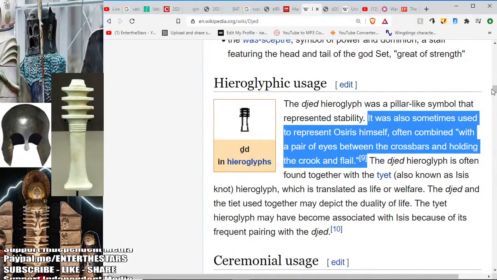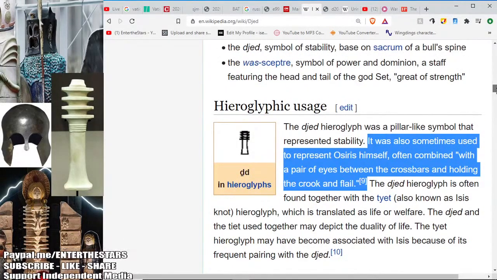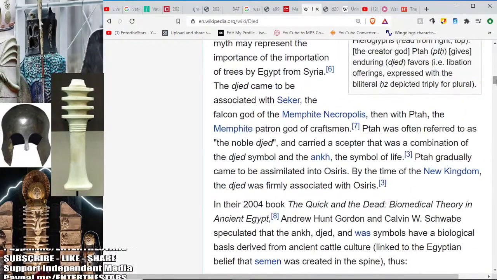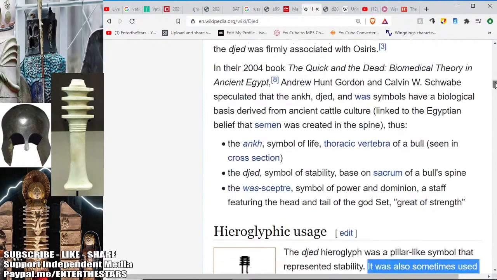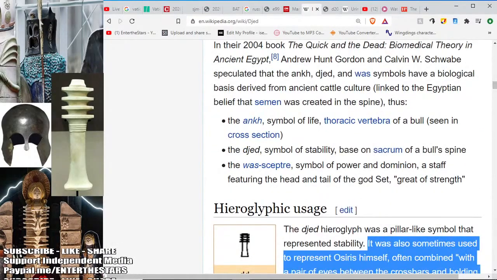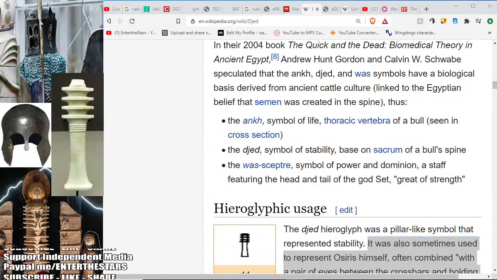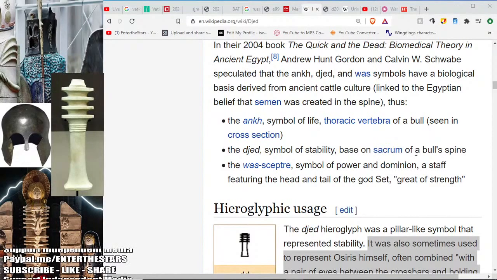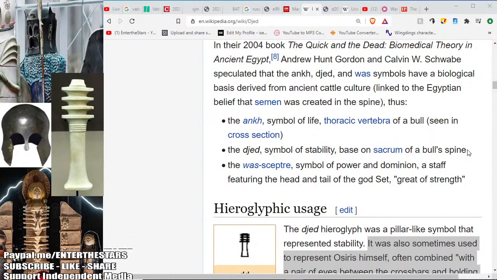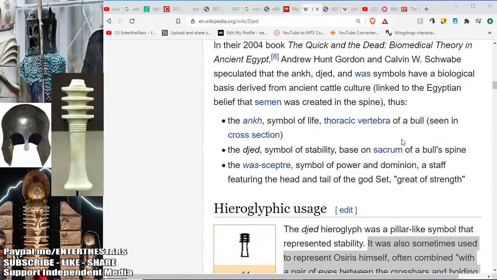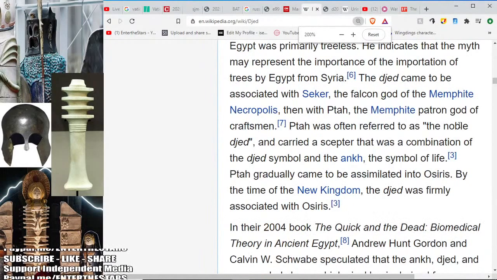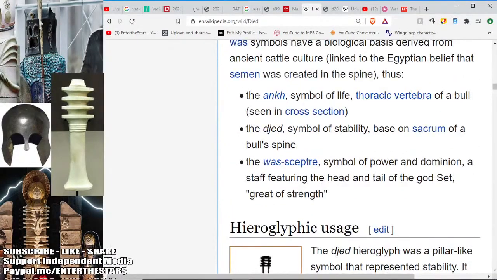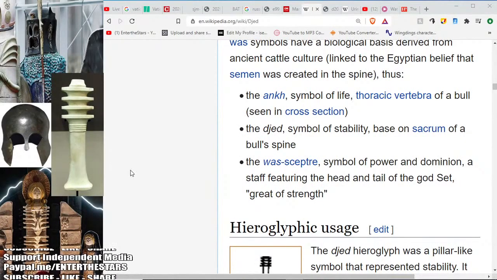According to sources, it is associated with Osiris, and it represents the backbone, more specifically the sacrum of the backbone, which is the lowest part of the backbone. The DJED: symbol of stability, base of the sacrum, the bull's spine. Now, why is this important? Well, you're going to see in just a minute, because the nativity scene seems to mimic some aspects of the DJED.